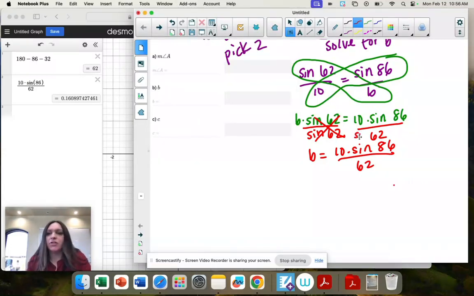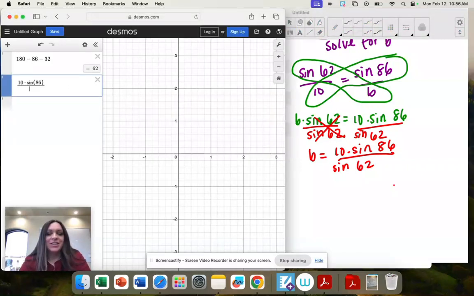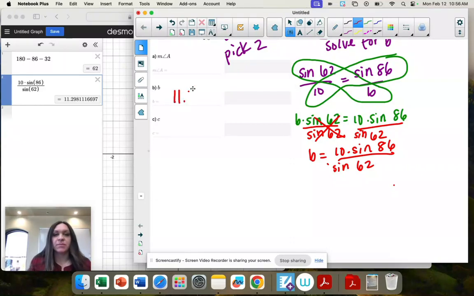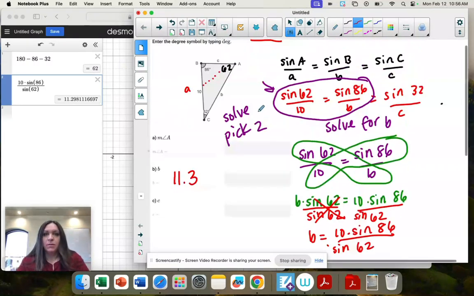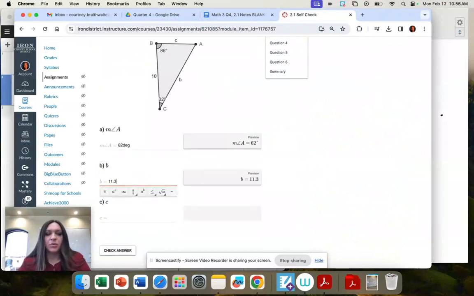Whenever you're looking at your answers and it seems wrong, like mine does, you need to go back and check and make sure you put everything in right. So this should be sine of 62. That looks way better, right? That looks like a side length. So rounded, that's going to be 11.3. So let's go put that in. This was 62 degrees. This is 11.3.